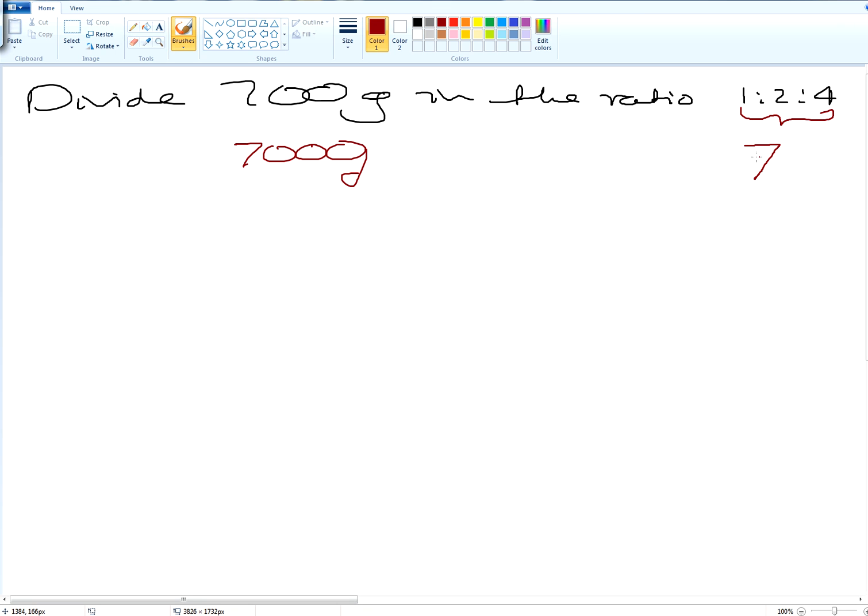So the first part is add the ratio, and then you get the number in the question and divide. So 700 divided by 7 will give you 100. Now we've done the adding part here, so I'm going to add here. 1 add 2 add 4 gives you 7. 700 divided by 7 is 100.